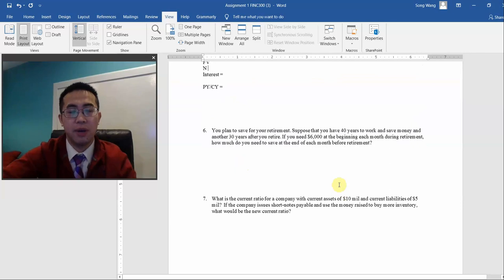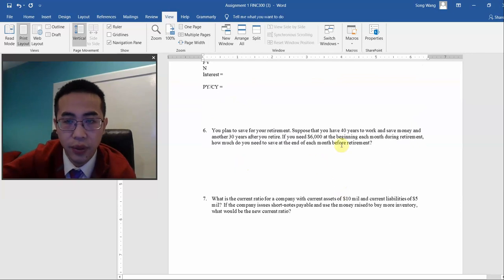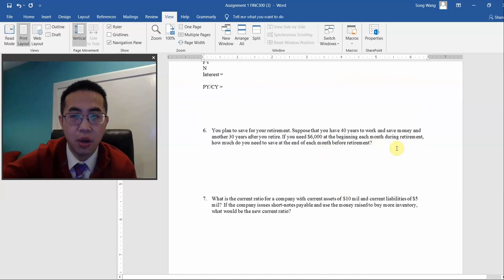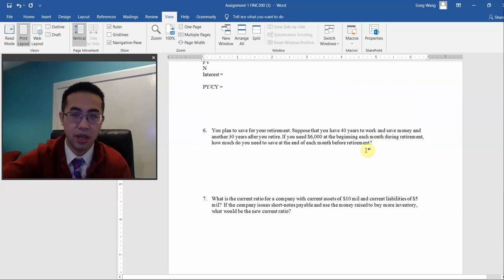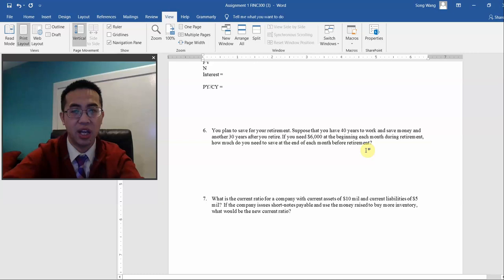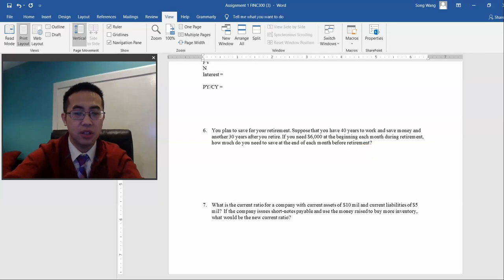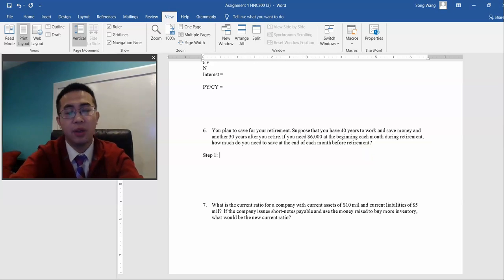Question 6 is about saving for retirement. And right here, you have planned out your retirement. You're gonna work for 40 years and then retire, stay in retirement for 30 years. And for your retirement, you're gonna receive a monthly check of $6,000. So step number 1 here is to figure out how much money you need right at the time you retire, or how much money you saved before retirement.